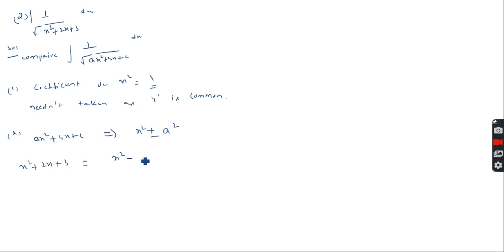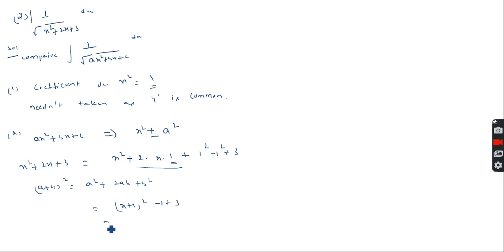That is nothing but x square plus 2 into x into 1. This is the ab value. We just add and subtract b square, that is 1 square minus 1 square plus 3. So we apply the formula a plus b whole square is equal to a square plus 2ab plus b square. Already we know this formula. So up to this part, we can write x plus 1 whole square and minus 1 plus 3.